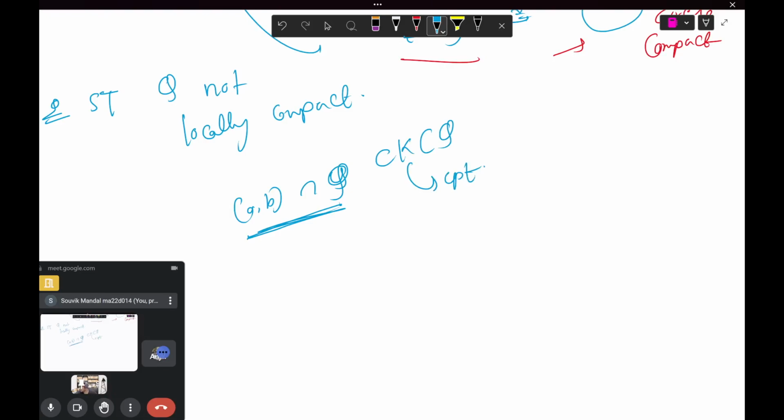Just try to use the sequential criterion here. Also you can use the fact that between any two rationals there is always an irrational. The denseness you can use here. That's the only way you have to use. Try to solve it.